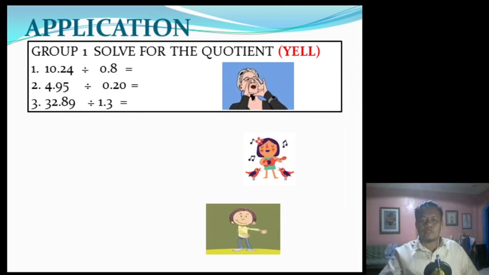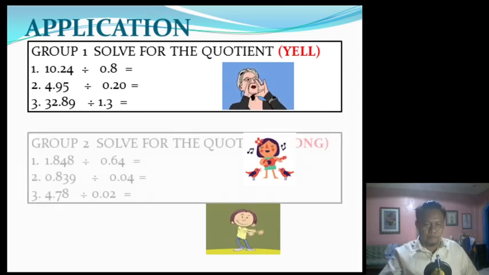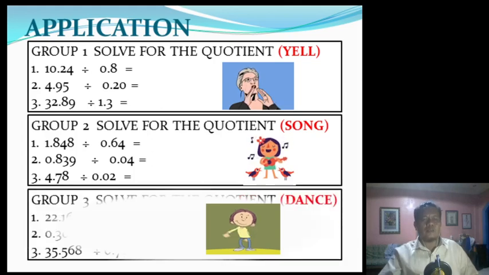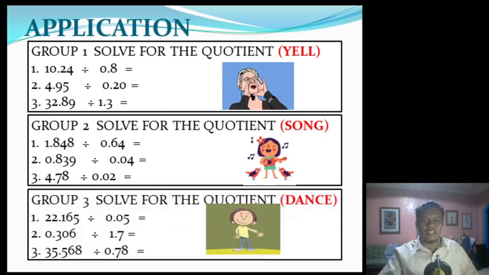Group 2, solve for the quotient. You are going to display first a song. Group number 3, you are going to dance. The same as group number 1. 1 minute for solving your problem and 4 minutes for practicing your assigned tasks. Very good.